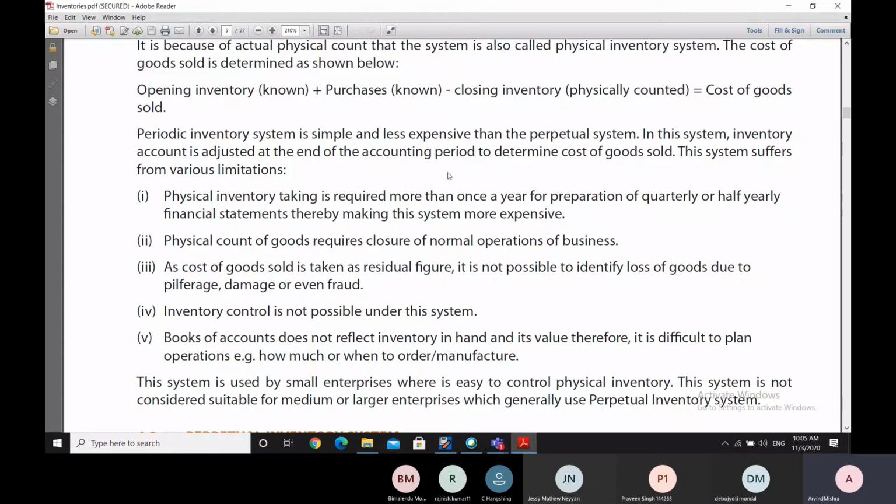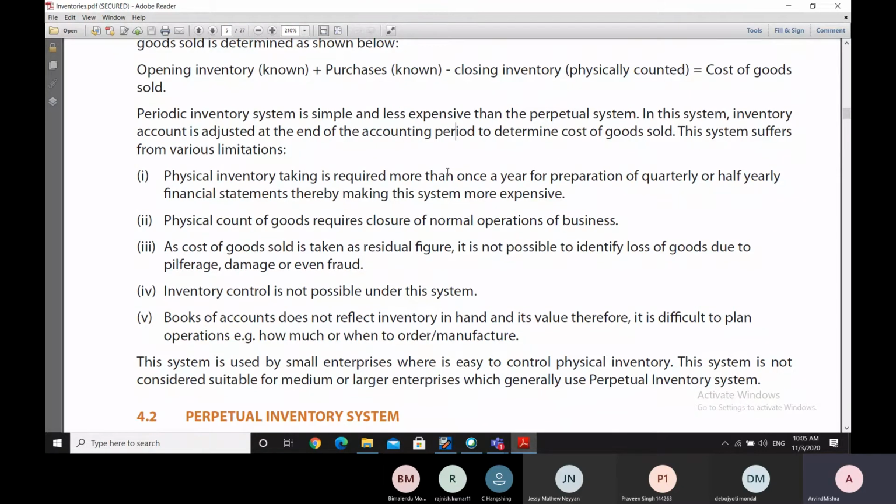Now this system suffers from a number of limitations or weaknesses. So what are the limitations? Number one limitation is that physical inventory taking is required more than once a year for preparation of quarterly or half-yearly financial statements, and therefore this system becomes expensive because for every quarter or every half year and every year, the physical inventory of every item has to be taken.